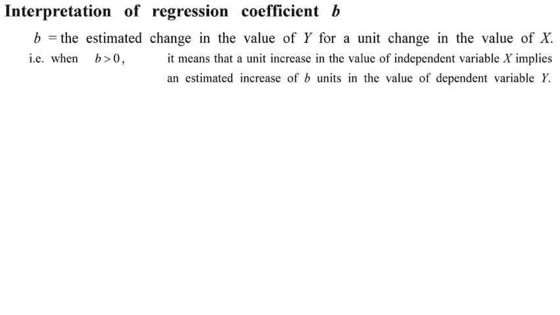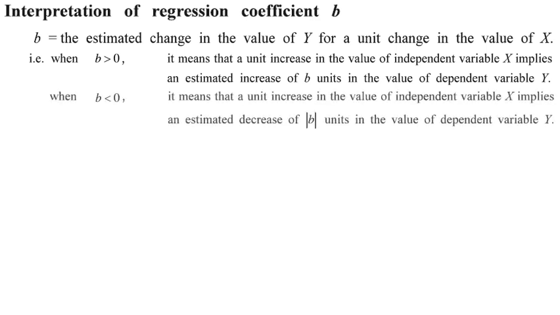If b is more than 0, that means a unit increase in x implies an estimated increase of b units in the value of the dependent variable y. If b is positive, the units of y will increase. If b is negative, then there will be a decrease in the units of y. So b positive means y will increase and b negative means y will decrease.